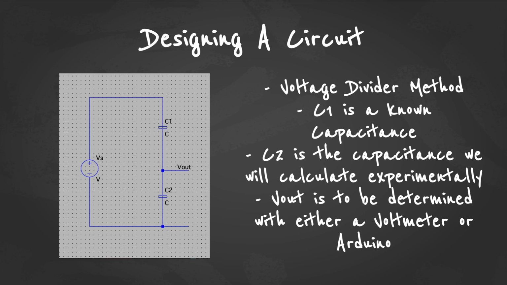Our plan to calculate V out is either using an Arduino or a voltmeter, depending on our approach. If we're going to use a DC current system, we can use both the voltmeter and Arduino, assuming that our voltage is less than 5 volts, and if it's higher than 5 volts, we can only use a DC voltmeter. However, if we're going to use an AC current approach or AC voltage approach, we can only use an AC voltmeter.